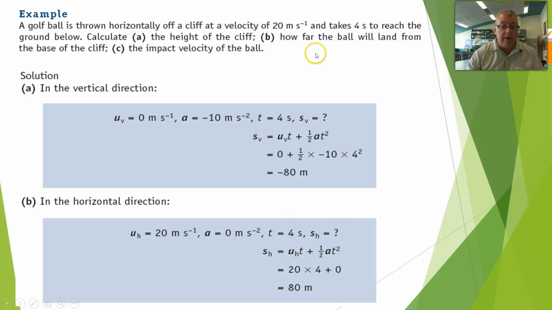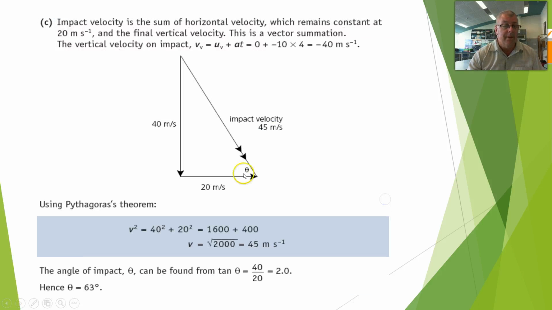Now, how far away horizontally? So in the horizontal, you've got the initial velocity, you've got the acceleration, you've also got the final velocity, but that doesn't help you, and the time, so you can use s equals ut plus half at squared. This effectively becomes 0 because a is 0, and you get 80 meters. So it happens to land 80 meters away from the 80 meter cliff. Look at that.